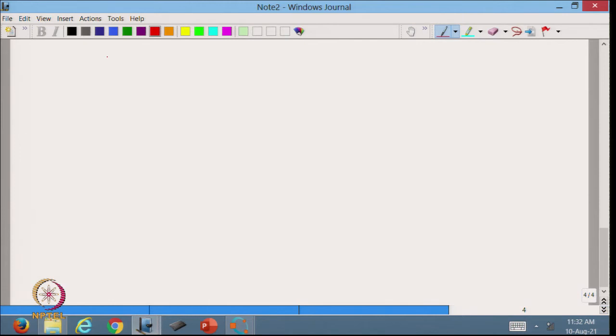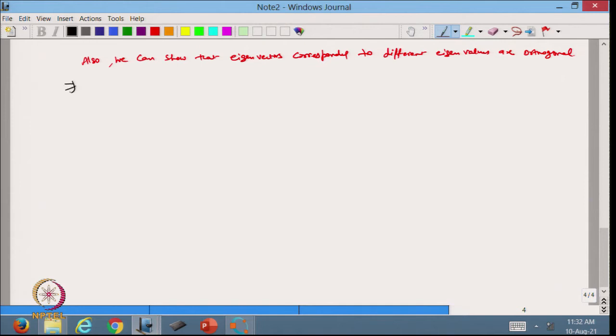Also, we can show that eigenvectors corresponding to different eigenvalues are orthogonal. So, that we can show. So, how we can show that?